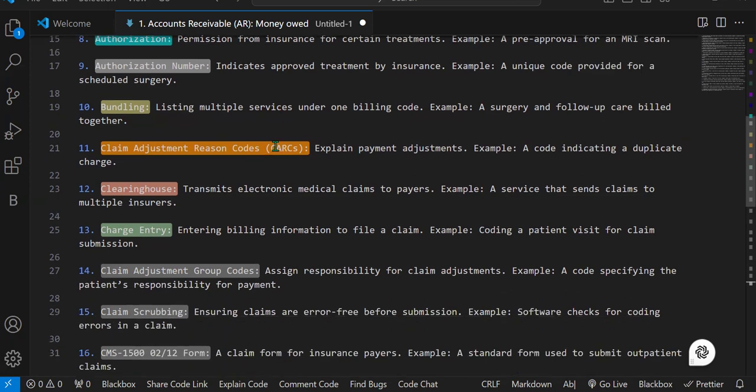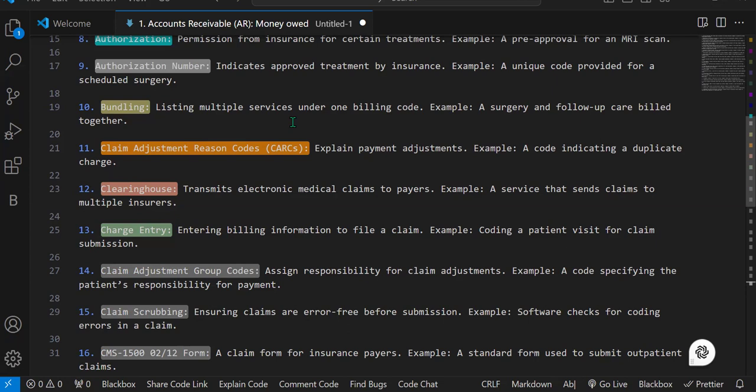The 11th one is claim adjustment reason codes. They explain payment adjustments. Example: a code indicating a duplicate charge. They explain the payment adjustments, how insurance payments are adjusted and what is charged to the patient. So these are the claim adjustment reason codes.